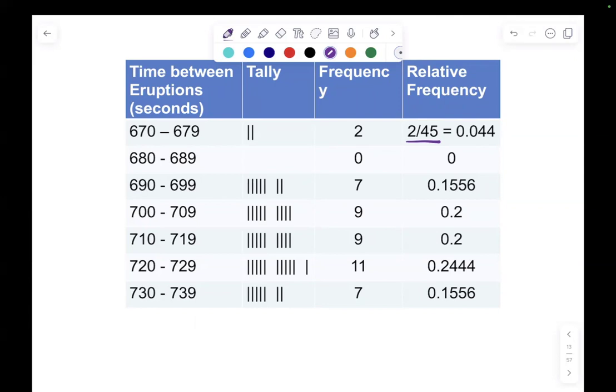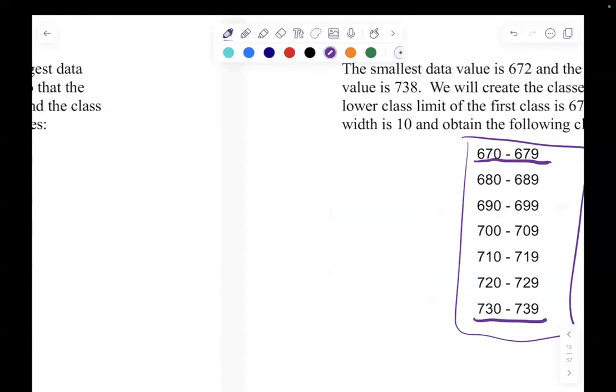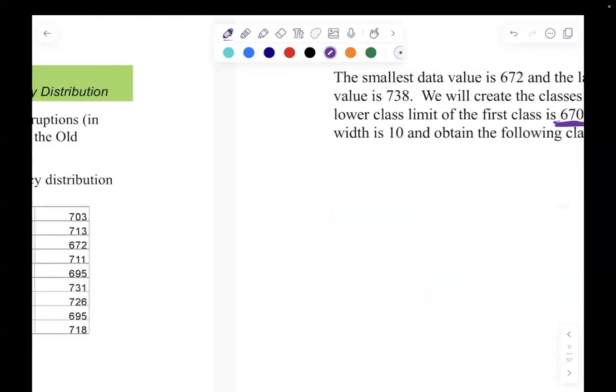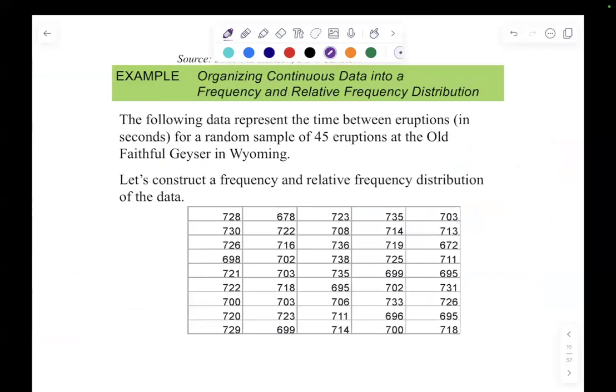Everybody clear on where I got everything I have? If not, ask a question, please. If I look back at my data, I have 2 values between 670 and 679. I have 678 right here, and then 672 somewhere. 672. So those were the only ones between that. Yeah, perfect.